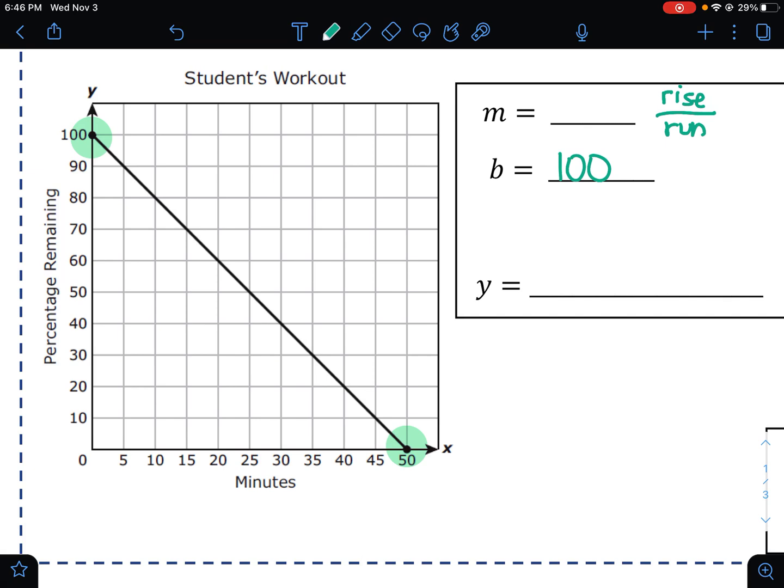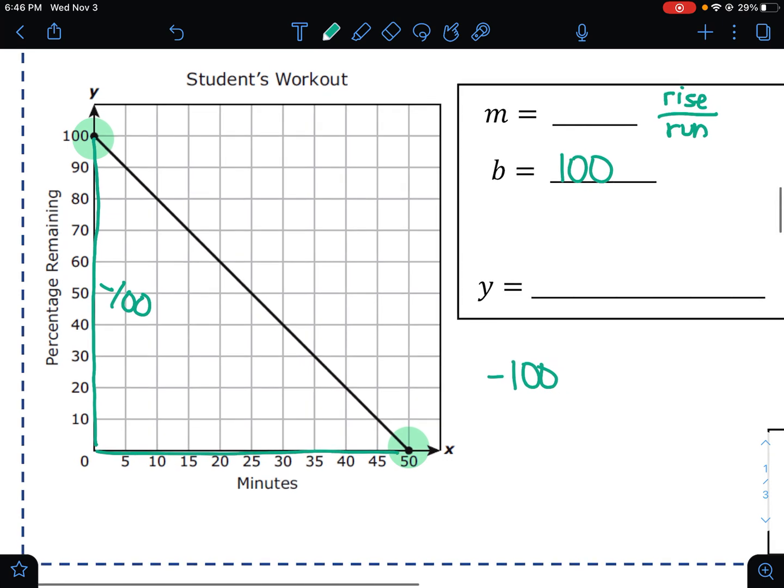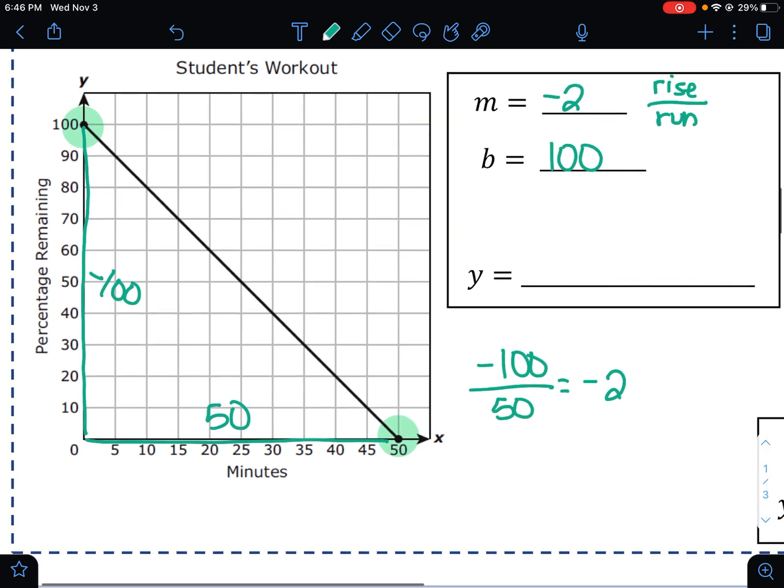So rise over run, I am running down. And since I'm going down, that's a negative 100. And I'm running over 50. So my rise was a negative 100. My run is 50. And negative 100 divided by 50 is a negative 2. So my slope is a negative 2. So I have y equals a negative 2x plus 100.